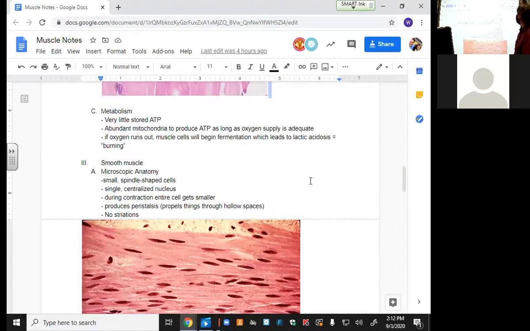All right, so looking at the metabolism of skeletal muscle, you would think that since these guys are doing a lot of work, they would have a whole lot of ATP ready to rock and roll. That's not the case because they don't have the space. There's no storage space for ATP that's not doing anything. And so there's very little stored ATP. With that being said, you need a whole lot of mitochondria because you always need to be ready to go. So you need abundant mitochondria to produce lots of ATP as long as you have oxygen.